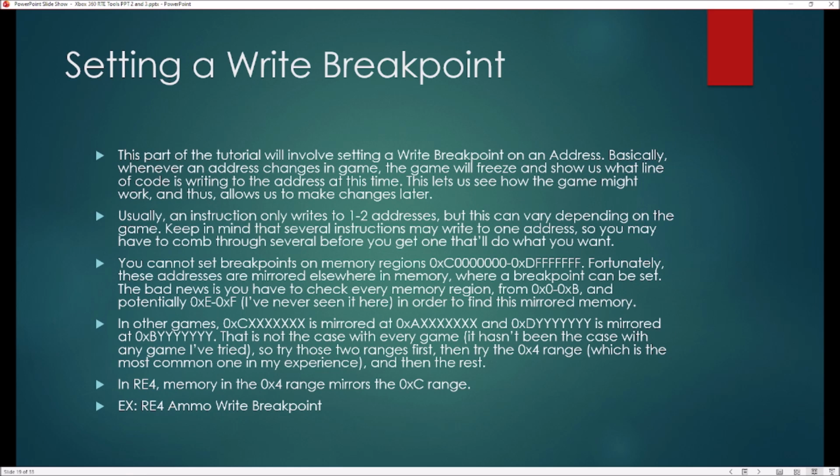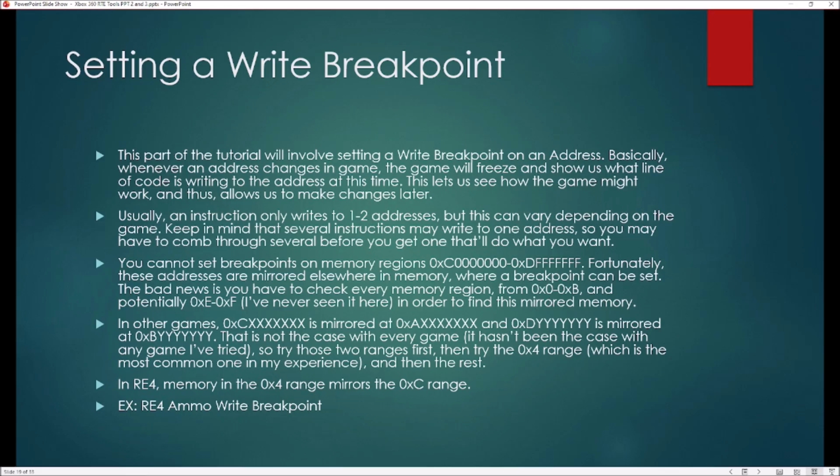Beforehand, I had you looking in the C0 to DF memory range to find where your values are. That really only works for statics. We cannot set breakpoints on those memory regions for whatever reason at all. Fortunately, these addresses are mirrored somewhere else in memory where a breakpoint can be set. The bad news is this is going to take a while to find out where it's mirrored. You're going to have to check out every single memory region. I'm not kidding. So from 0 to B and then potentially E to F, though I've never seen anything of importance there, so likely just 0 to B.